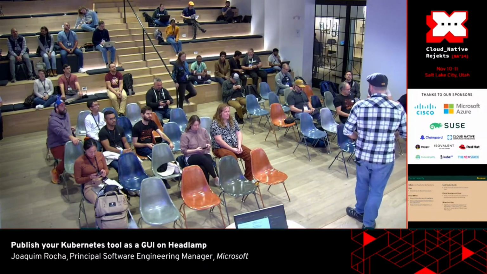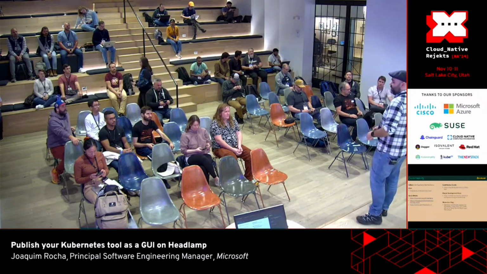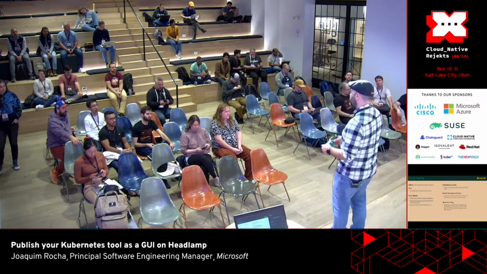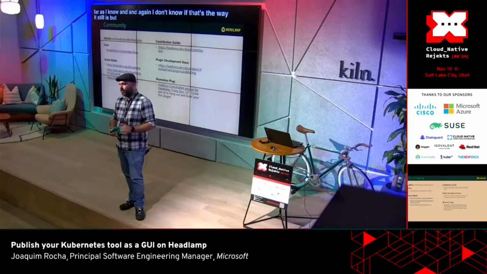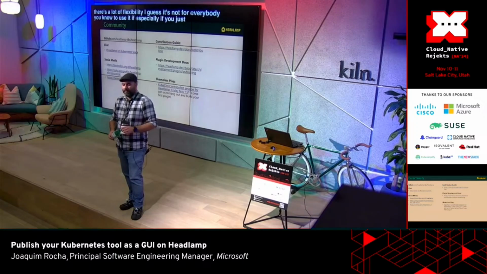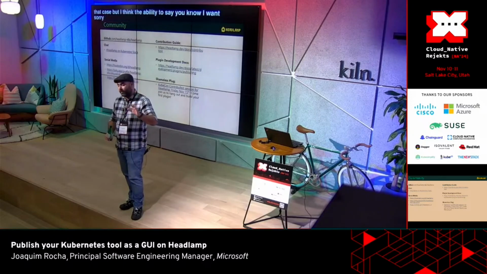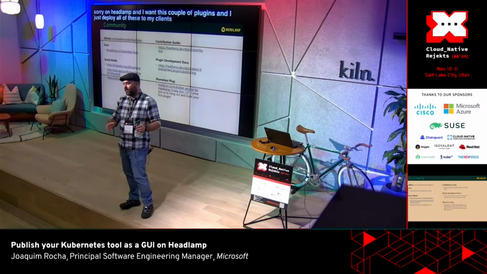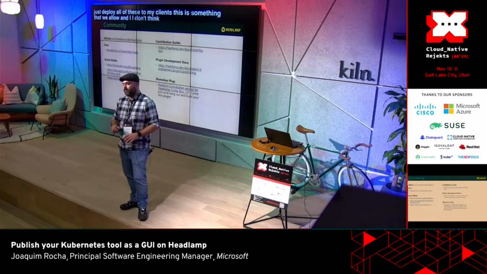So I haven't used Lens lately. I've tried it before. Lens, as far as I know, and again, I don't know if that's the way it still is, but it's desktop only. I was saying that we are desktop, but also web. So there's a lot of flexibility. I guess it's not for everybody, especially if you're just an end user in that case. But I think the ability to say, I want Headlamp and I want this couple of plugins, and I just deploy all of these to my clients, is something that we allow, and I don't think Lens supports that.